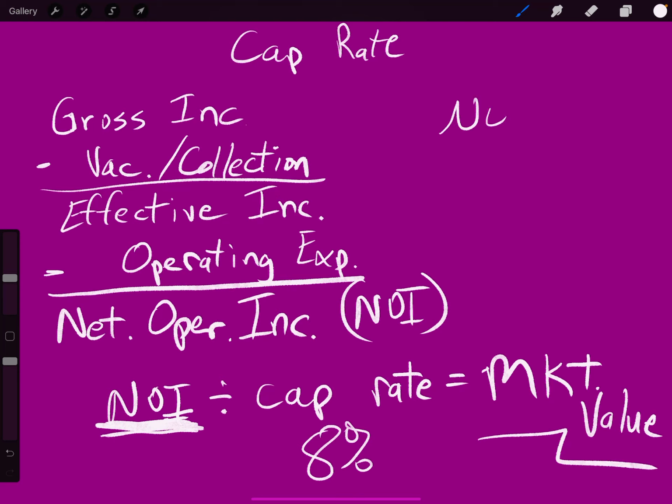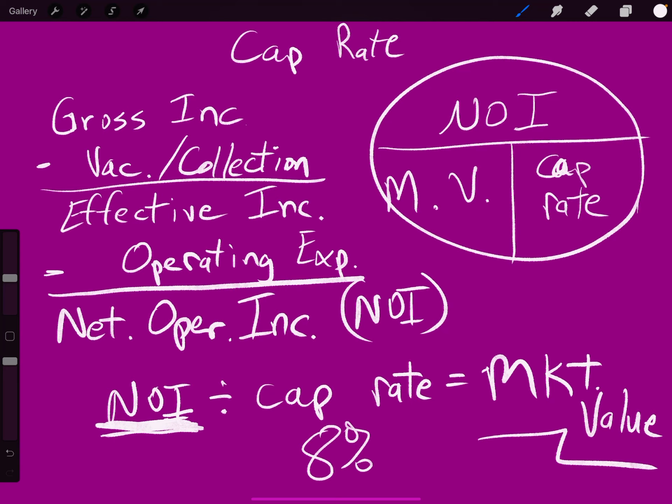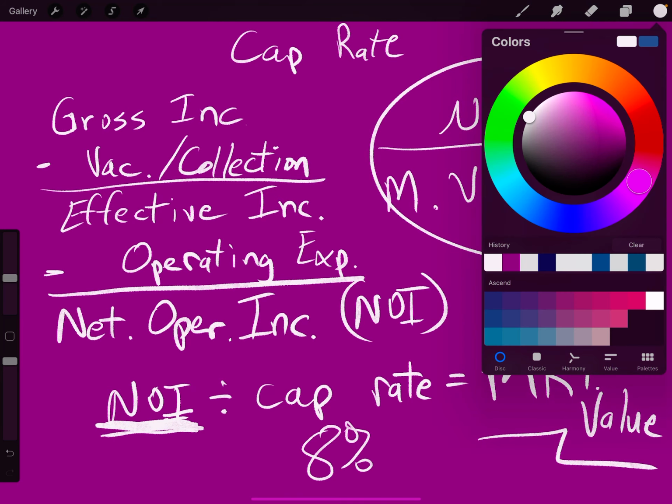So here's what it looks like in a circle formula. NOI on top. Remember the cap rate? Remember, rate is always one of the items on the bottom. And in this case, the market value is the other thing on the bottom. And there's our little convenient circle formula. That's NOI.